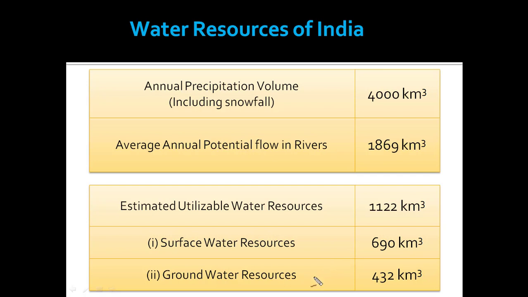And beneath the ground, the water seeps down, and those underground water reservoirs are called groundwater resources, about 432 cubic kilometers in area. These were the approximate statistics of how much water India distributes every year beneath the ground or on the surface of the earth.